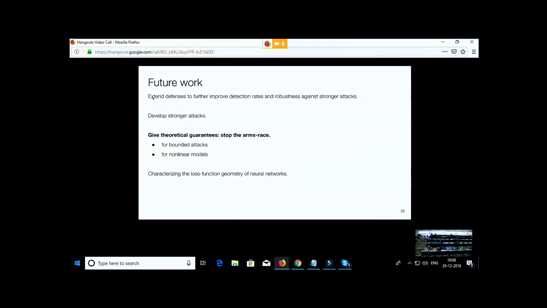So where does it bring us? In the future, there are some ideas that we have to extend this fingerprinting defense to further improve the detection rate and robustness against stronger attacks. We'll develop stronger attacks. That's part of the game. But at the end of the day, we really want to have some sort of theoretical guarantees and stop this silly arms race, because obviously we cannot go on like this forever.